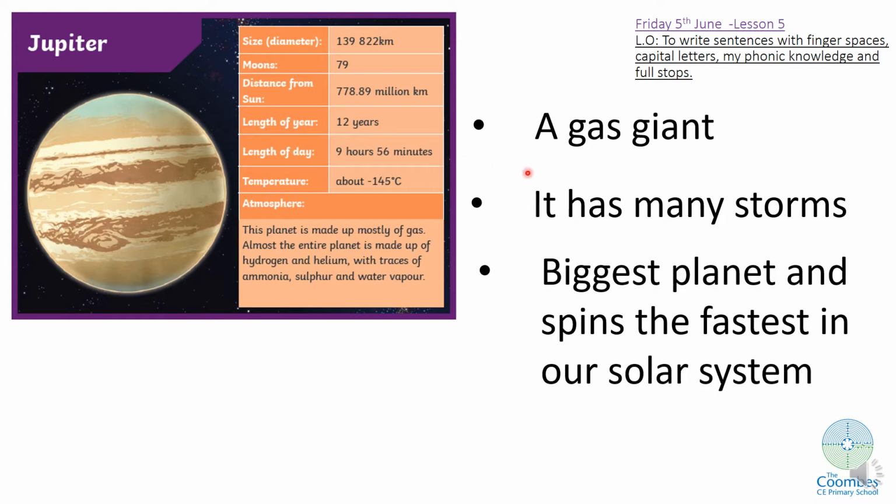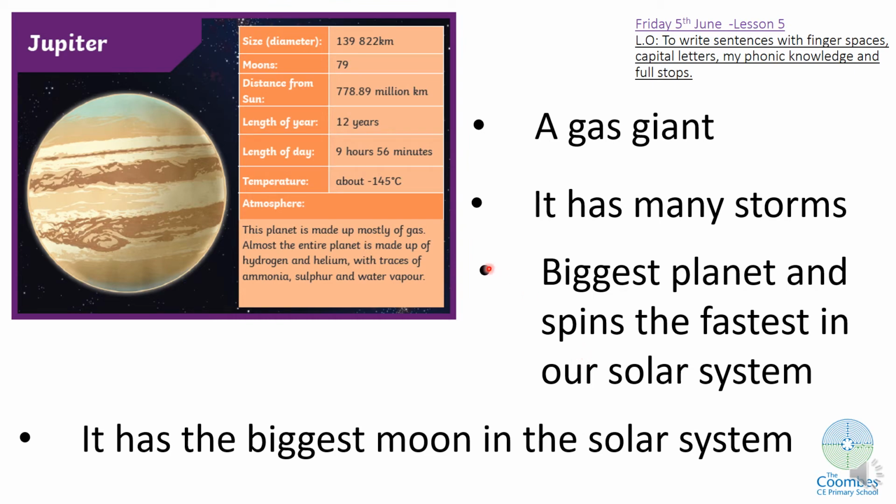As I've said, Jupiter is really big, and it is actually the biggest planet in our solar system. Not only is it the biggest planet in our solar system, it also spins the fastest. So as it's going round on its orbit, it's constantly spinning, and it is the fastest spinning planet in our solar system.